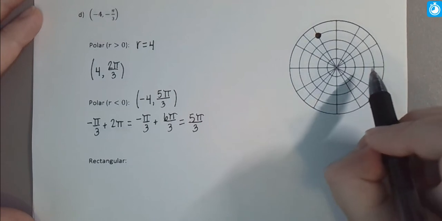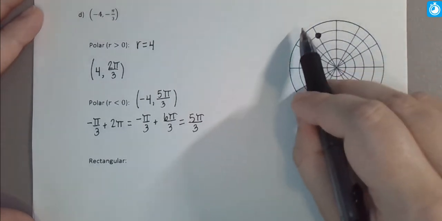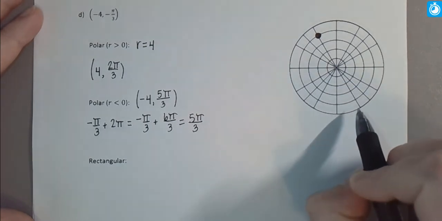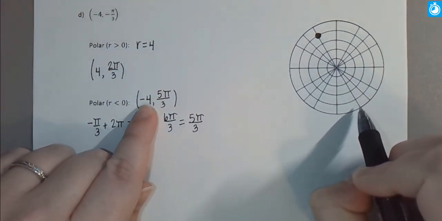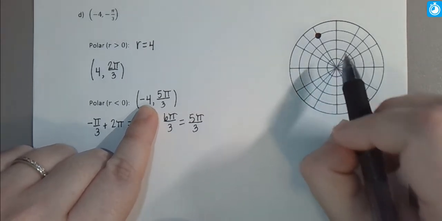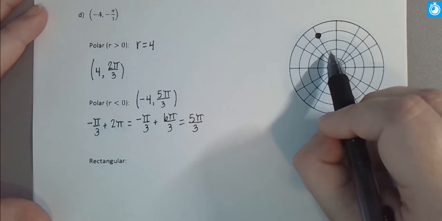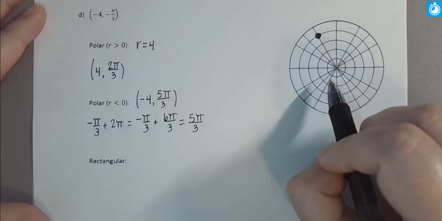So 5 pi/3 means we're starting along the polar axis. We rotate around to where 5 pi/3 would be, which would be down here. And then -4 for r tells us that we're traveling not along that ray, but along the ray that's opposite it. So 1, 2, 3, 4. And so it takes us to the same location.